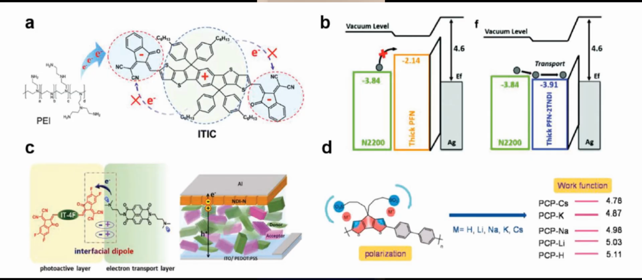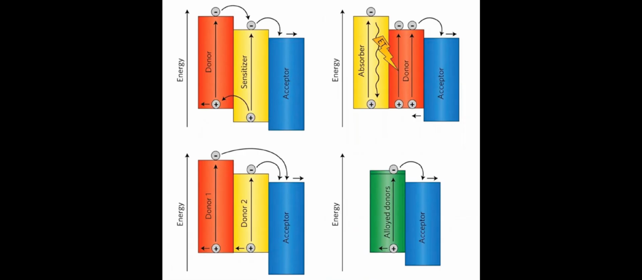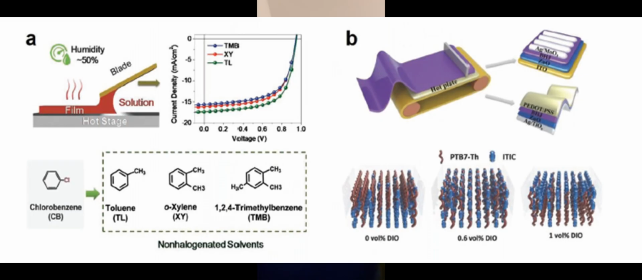Then we deal with the progress made in device engineering in terms of interlayers, ternary bulk heterojunction, tandem and integrated hybrid organic solar cells, and we also touch on the latest reports on printed large area photovoltaics.